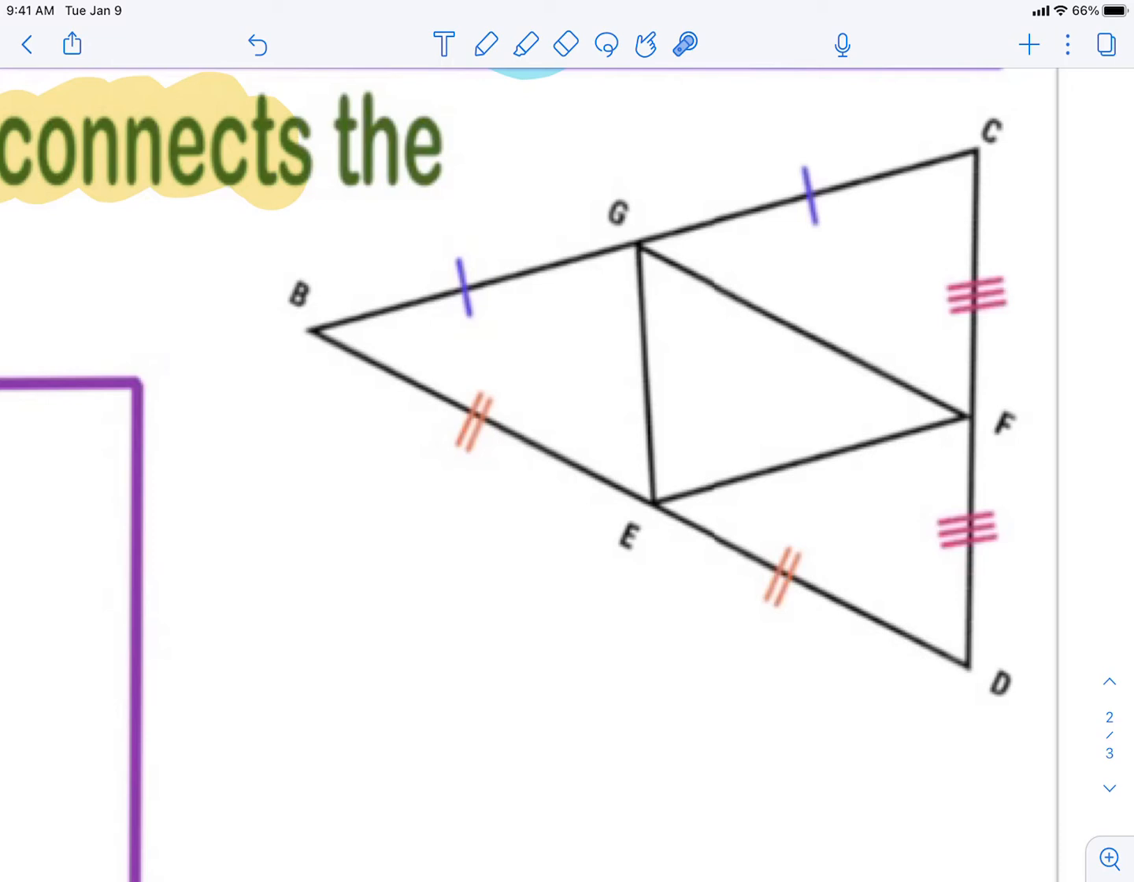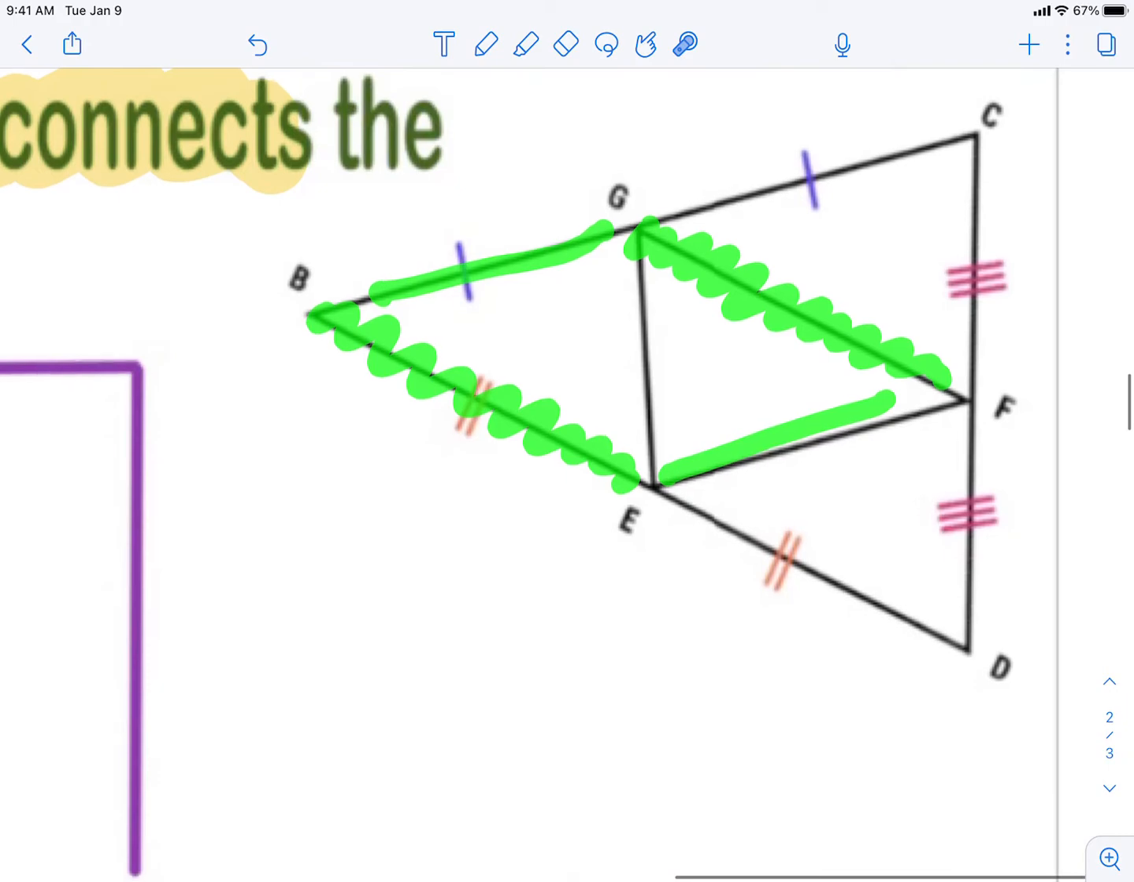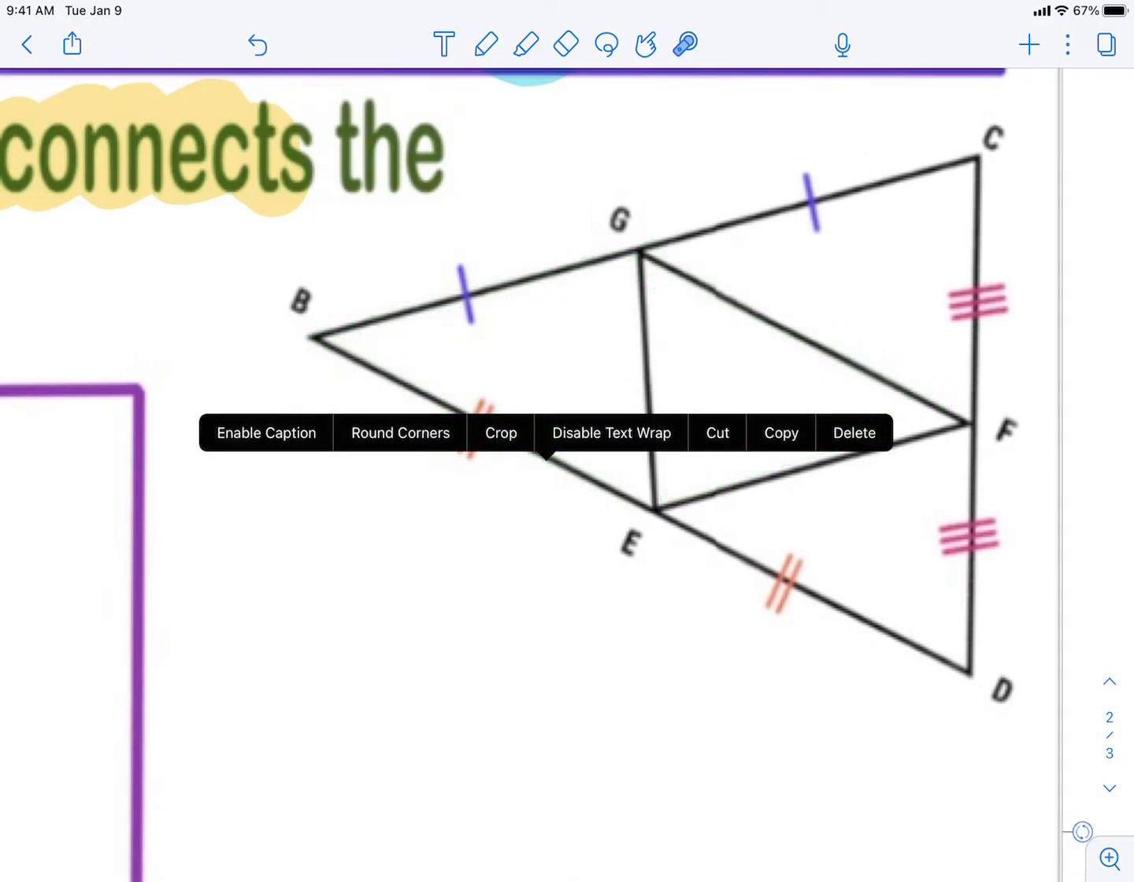So I have between B and D. This forms a special relationship with G and F. Check it out. From E to D is a segment, and G to F is the same. Look at that, they're the same length. This length is the same as this length. That means that this length is also the same as this length, because look how they connect.